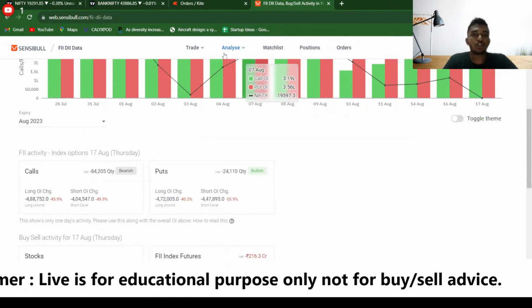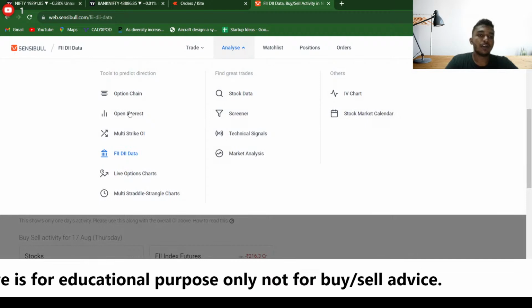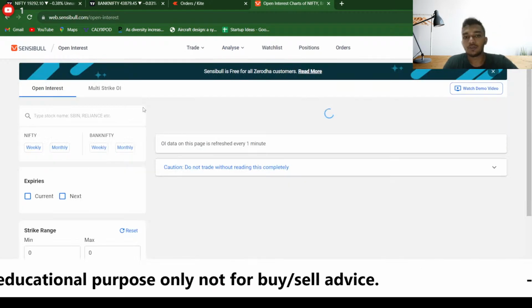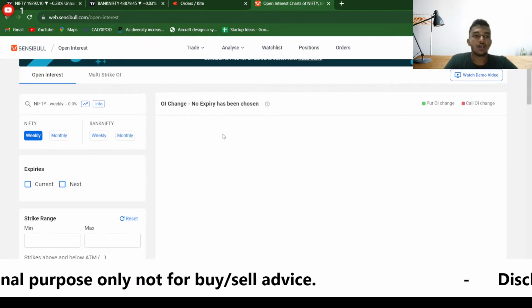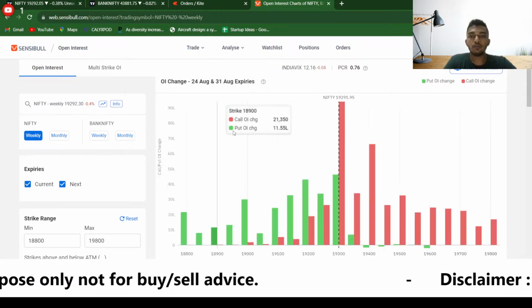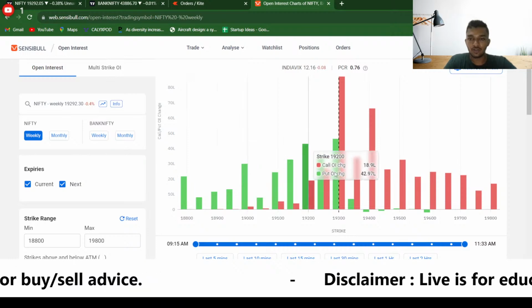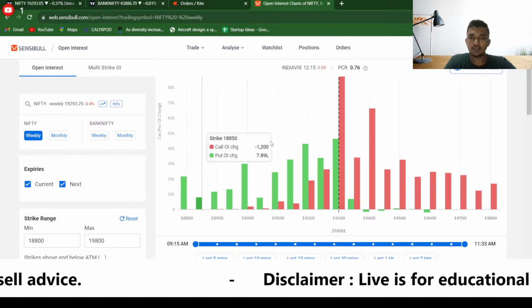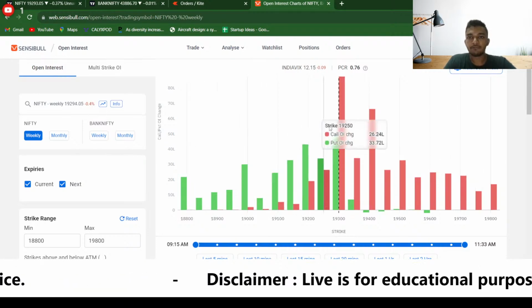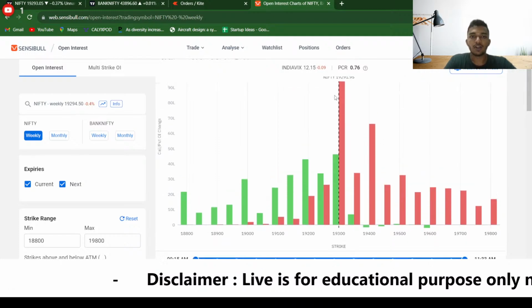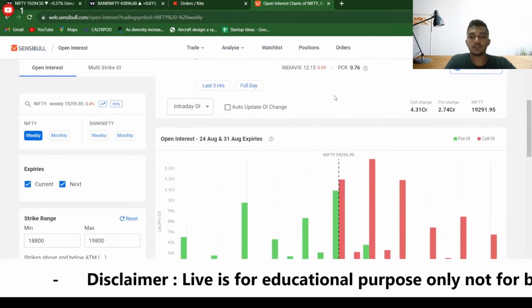FI is bullish. So let's take a look at the open interest, so we will know how many calls have been added and how many puts have been added for today. In the open interest, more puts have been added than calls. So the PCR is around 0.76 right now.